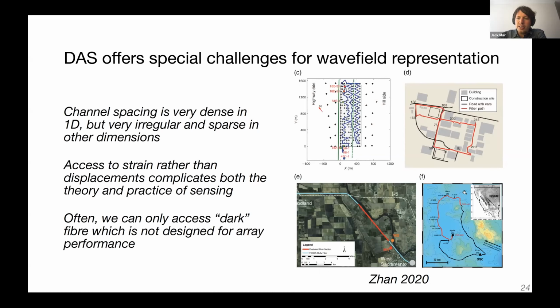And here we have the Goldstone array, which is a loop of fiber that goes around different satellite dishes. This is the equivalent of the Tidbinbilla Deep Space Network. It's another one of the Deep Space Network installations. This one's in the desert of California.